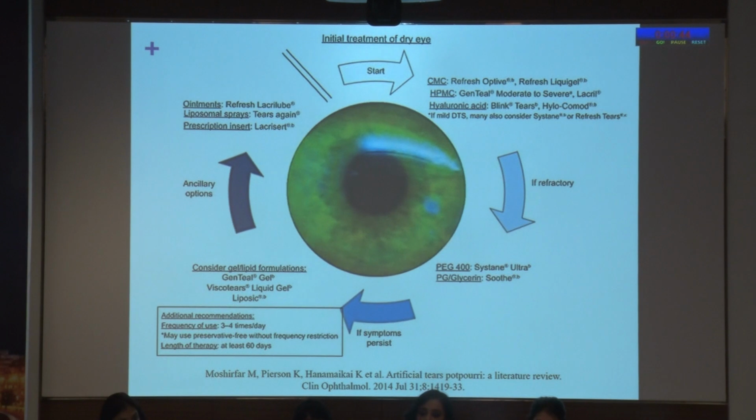Now there was a very interesting paper published in 2014 by Dr. Moshirfar and group, a literature review of all the articles on dry eye and artificial tears published till that date, and they gave an algorithm. For the initial treatment of mild dry eye, most of the authors used CMC and HPMC as well as sodium hyaluronate. If it was refractive, they would add the polyols, that is polyethylene glycol and propylene glycol. If the symptoms persisted, they would add gels, and ancillary options were ointments and liposomal sprays.